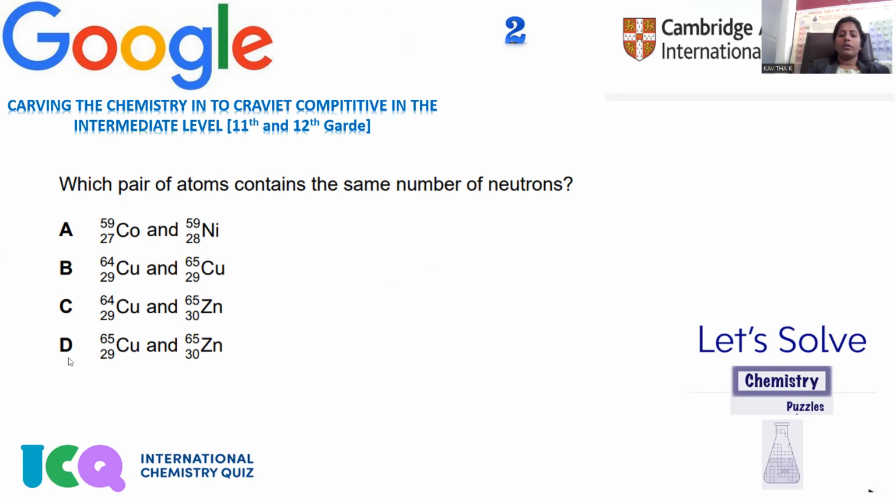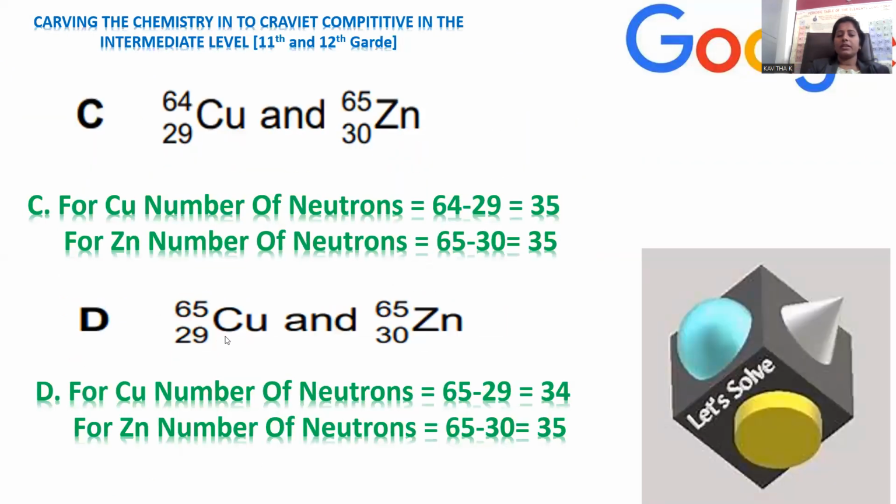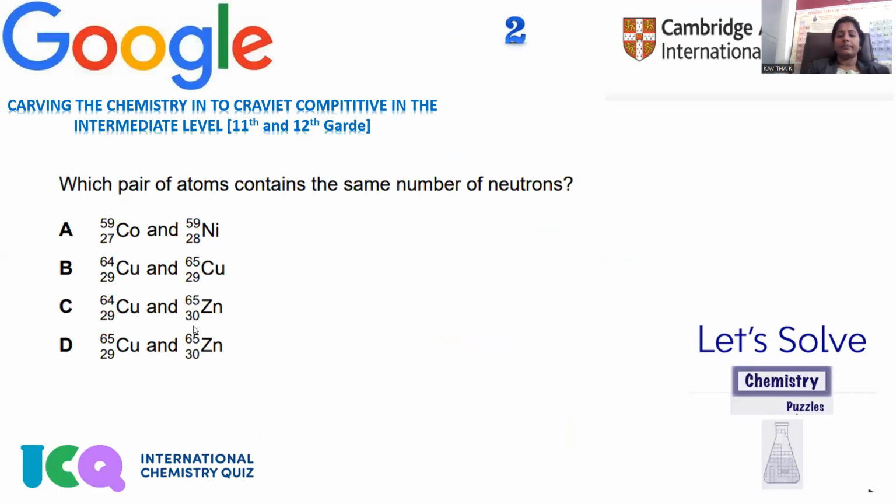So we will see option D also. In the case of D, 65 minus 29, 34 will be for the copper atom. 65 minus 30, 35 will be for zinc. Both neutron counts are not exactly similar. So the correct answer will be option C, right? For question number 2, option C will be the correct answer.